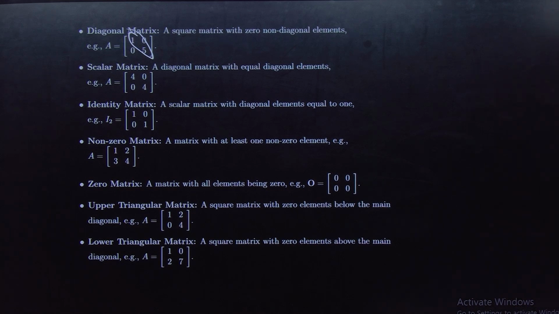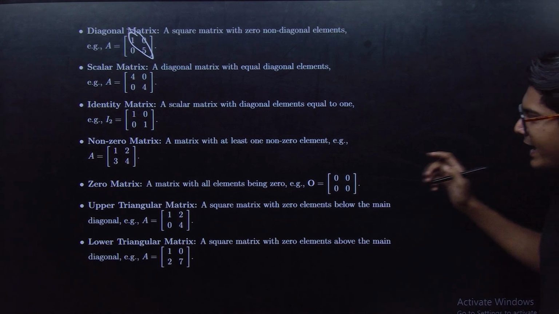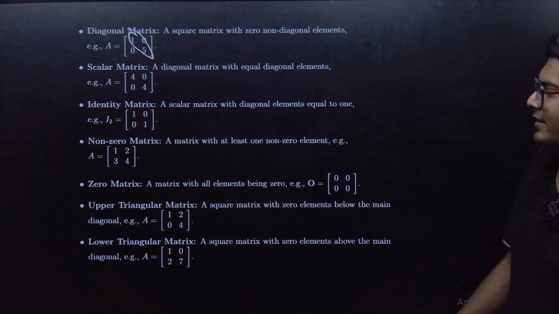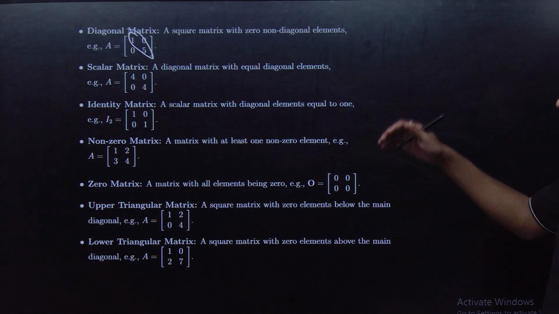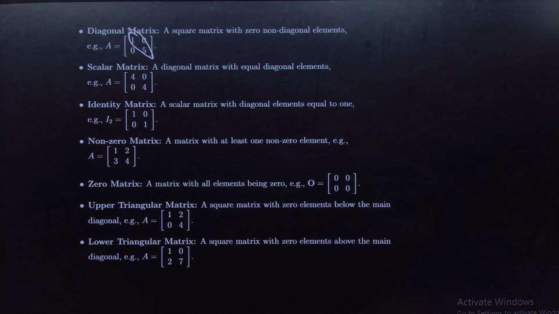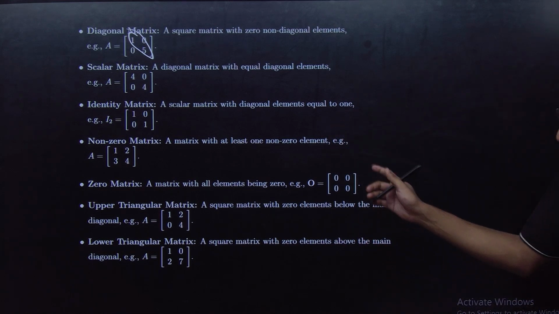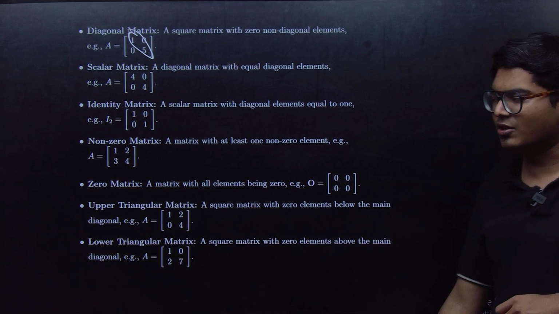A scalar matrix is one where the diagonal elements are equal, right? What is an identity matrix? It's a diagonal matrix where all the diagonal elements are equal to 1, right? That's known as an identity matrix. Non-zero matrix: if at least one element is non-zero, then we say that it's a non-zero matrix. If all the elements are equal to 0, then we say that it's a zero matrix, right?